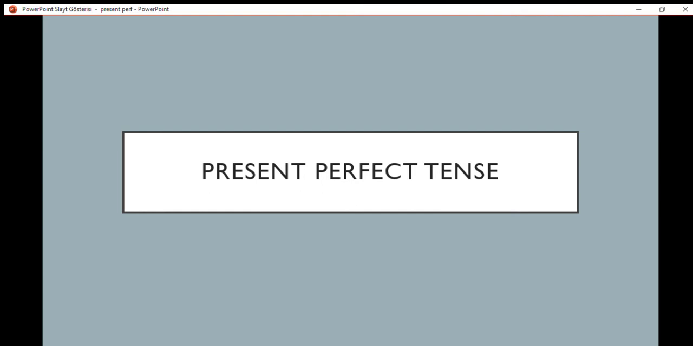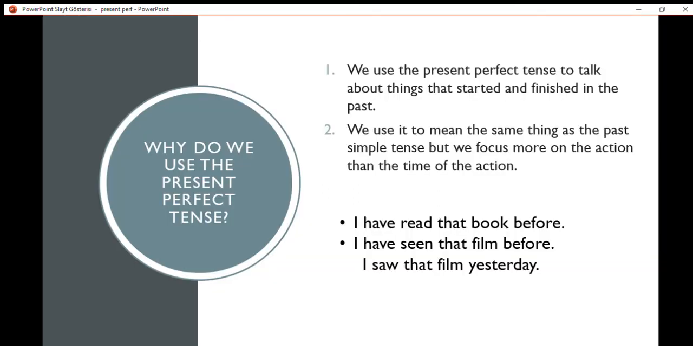Hello everyone. Today we're going to talk about the present perfect tense, what it is, when we use it, and how we use it. And we're going to do some exercises. Let's see. First, we use the present perfect tense to talk about the things that happened in the past, that started and finished in the past.